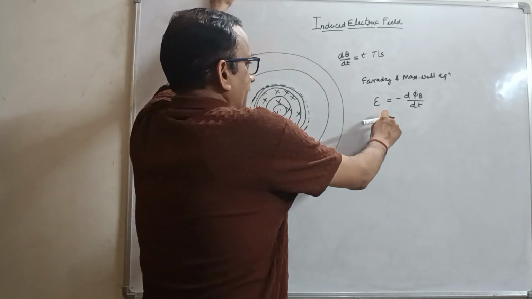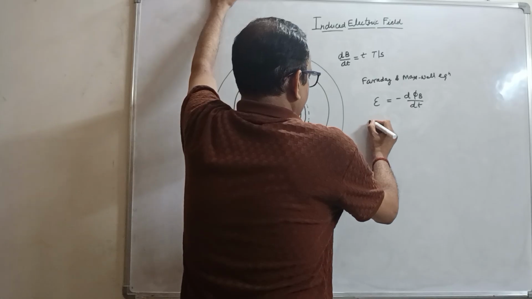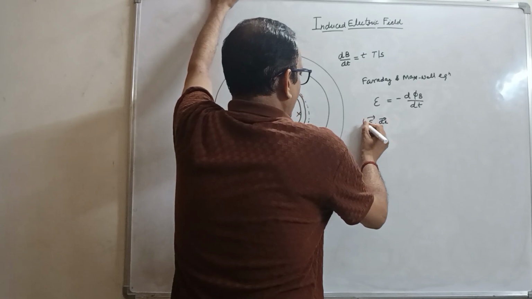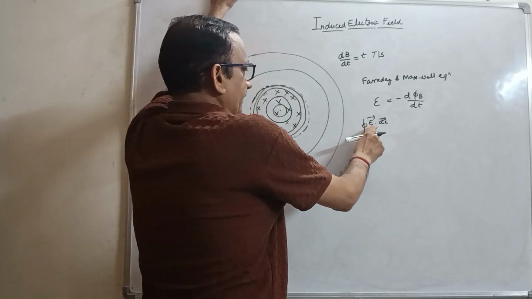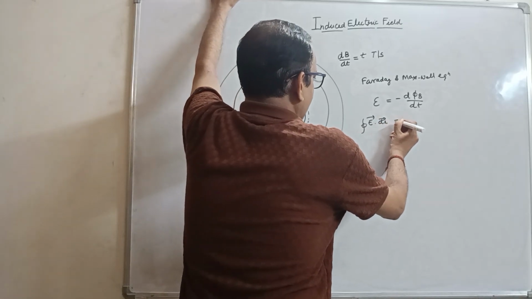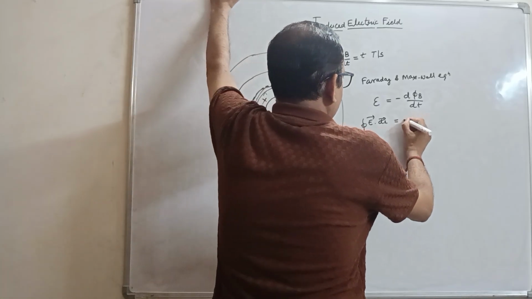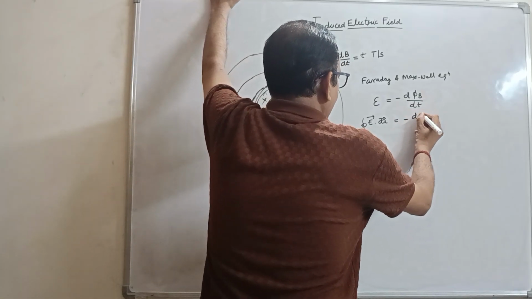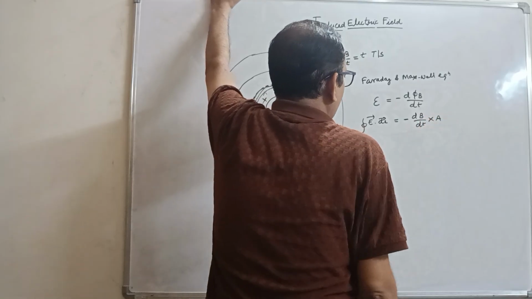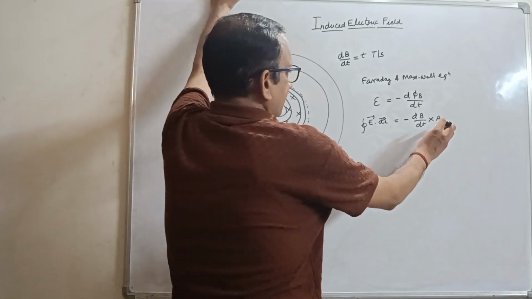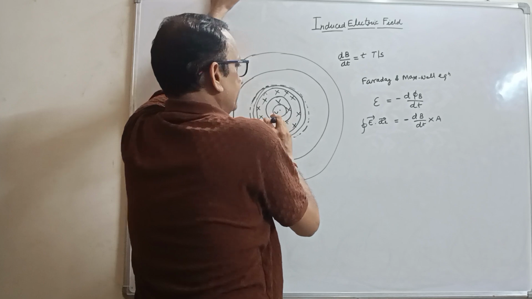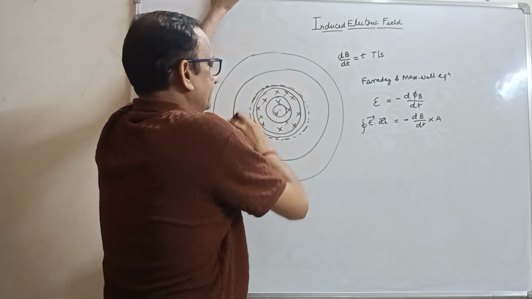So this can be written as closed integral of E vector dot dl vector. This is the line integral of electric field in a closed loop. This would be equal to minus dB by dt into the area of the loop. This is the area enclosed by the magnetic field region.